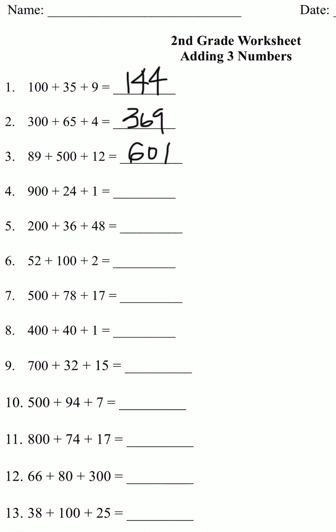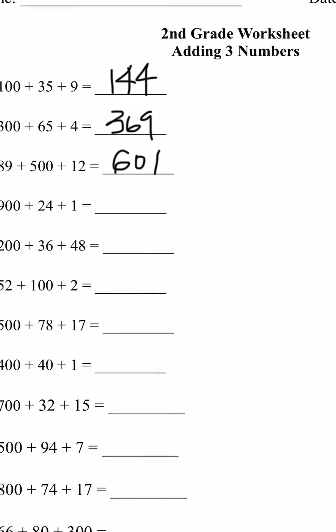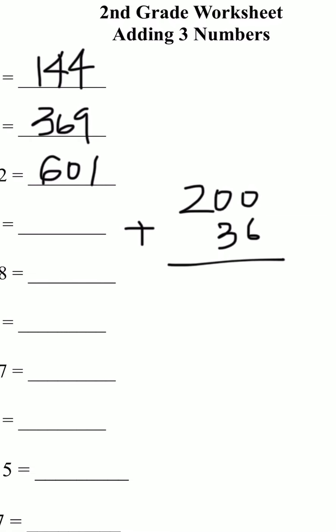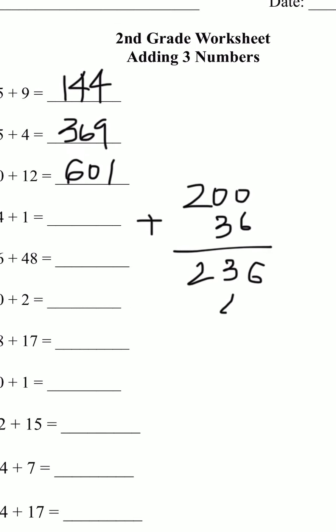Now let's try number 5. 200 plus 36 plus 48. So 0 plus 6. 0 plus 3 is 3, and the 2 drops. Now we're going to be adding 48.